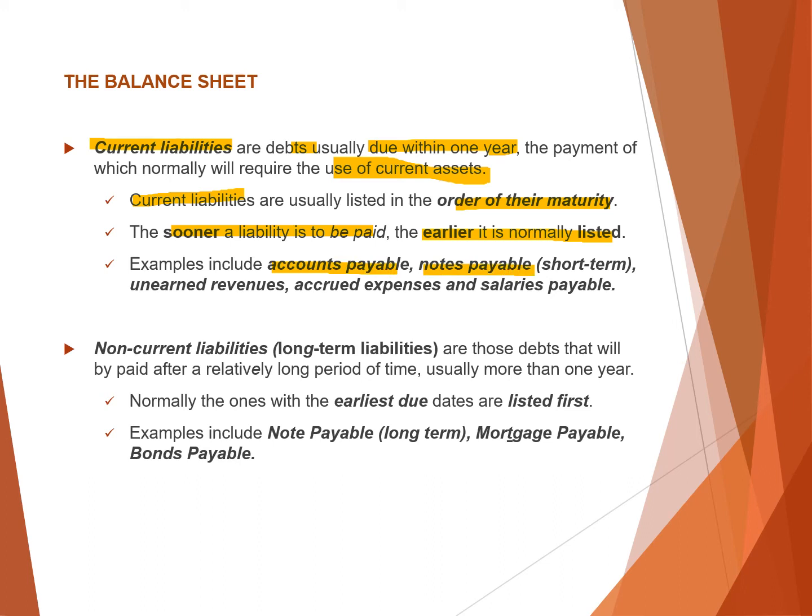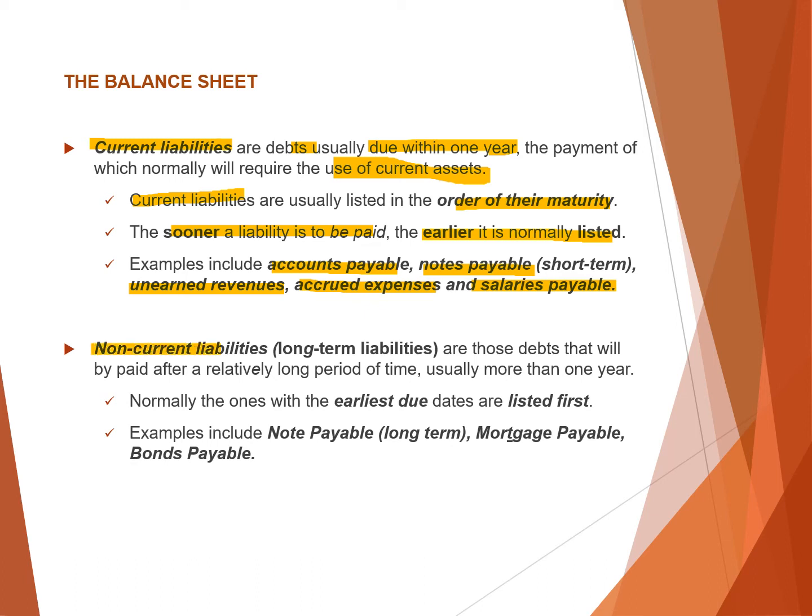Notes payable, short term lang kasi may mga notes payable na long term. Unearned revenue. Pag sinabi natin unearned revenue, these are revenues that are not yet earned. Sabihin, binayaran ka na ng kliyente, pero hindi ka pa nagre-render ng service. Another one is accrued expense. So, ang accrued expense, nagamit mo na yung expense, pero hindi mo pa nababayaran. Kasama din yan yung salaries payable.